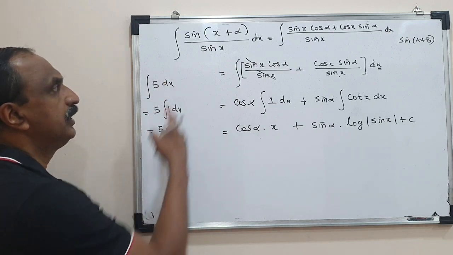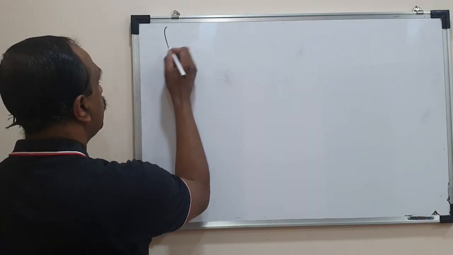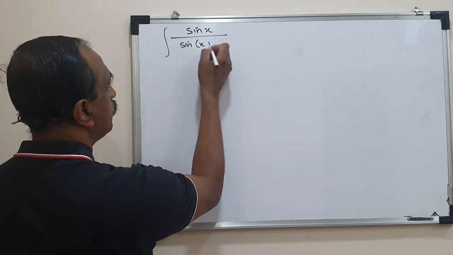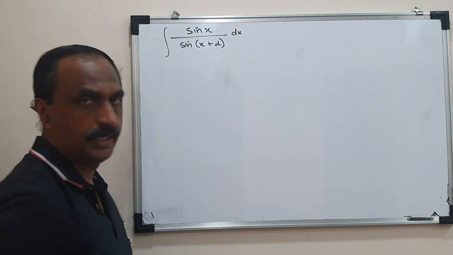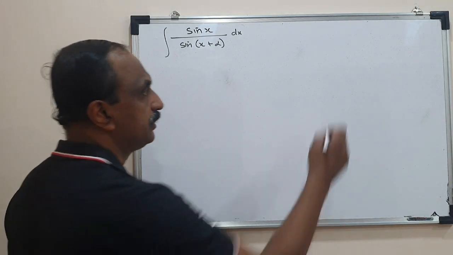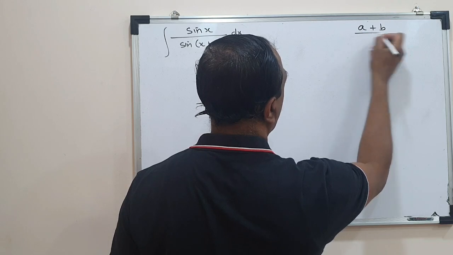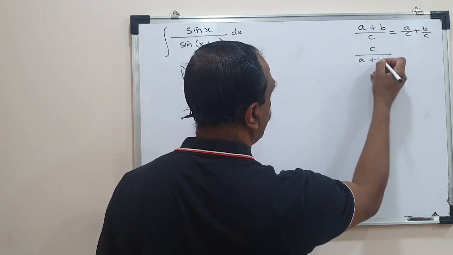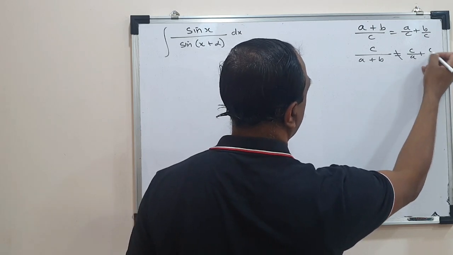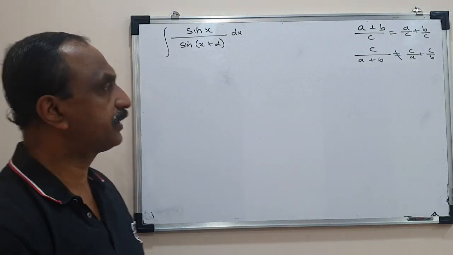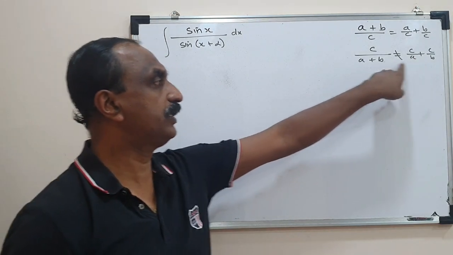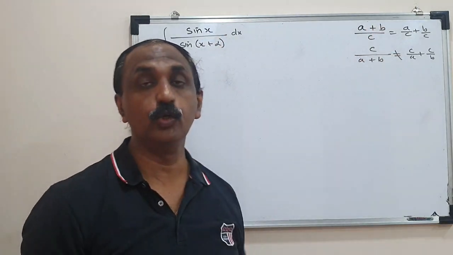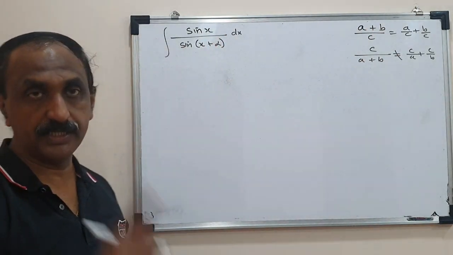Now let's have a look at if it is reverse. Let's say it is sin x upon sin of x plus alpha. Now do not think of expanding the denominator. If suppose we have a plus b upon c, we can write a by c plus b by c. But if you have c upon a plus b, you cannot write it as c by a plus c by b. So by expanding the denominator, you will be in more problem because such an operation cannot be done. This is wrong. So we are only allowed to expand the numerator. Denominator should always be a single term.